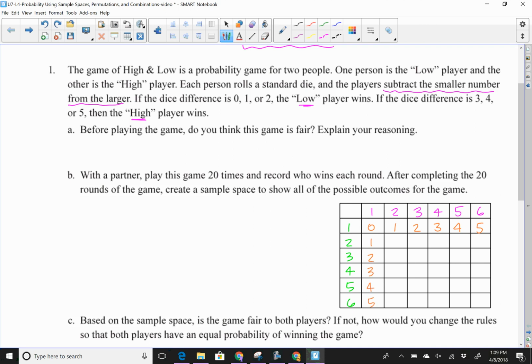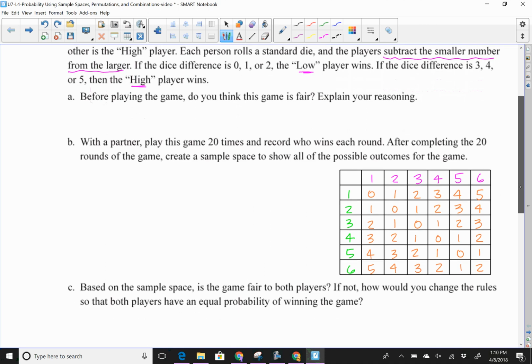So you will need to put this chart on your paper. 2 minus 2, and it's going to follow this pattern. 0, 3 minus 2, and so forth and so on. 0. I guess I should have paused it, but you can pause it. Get it filled out because you're going to need it to answer the questions. Okay, so that is your sample space to show all the possible outcomes for the game.